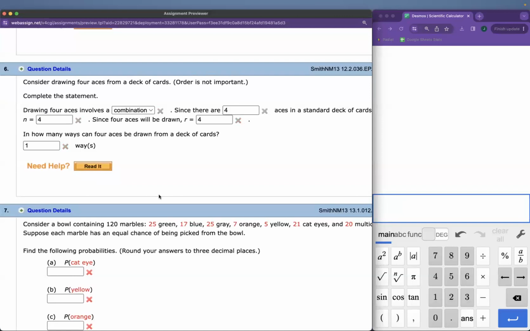Now, a lot of people get confused about this question. They think, why is n not 52? Well, if you said it was 52, then that would mean you could pick any of the 52 cards. But you don't want to pick any of the 52 cards. You only want to pick aces.